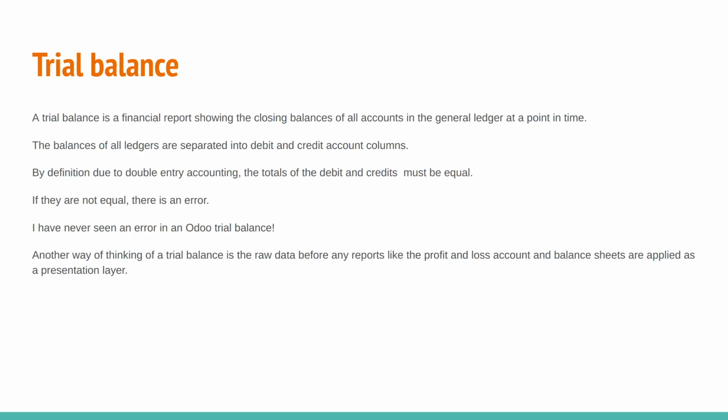So the other report that's worth mentioning is a trial balance. The trial balance, according to Xero, is a financial report showing the closing balances of all accounts in the general ledger at a point in time. The balances of all ledgers are separated into debit and credit account columns, and by definition, due to double entry accounting, the totals of the debits and the credits must be equal. And if they're not equal, there's an error in your system somewhere. Now, I've never seen an error in an Odoo trial balance.